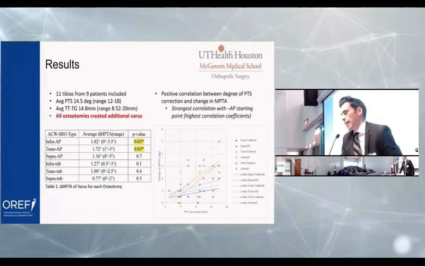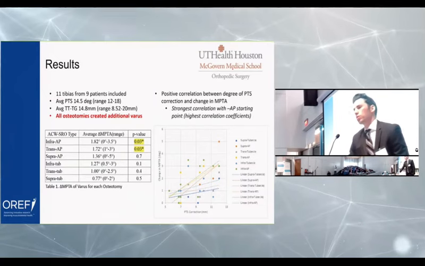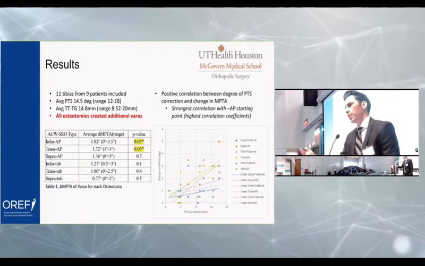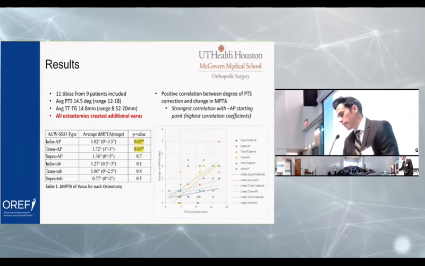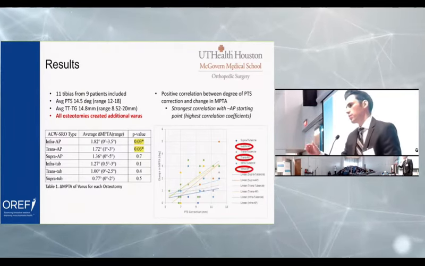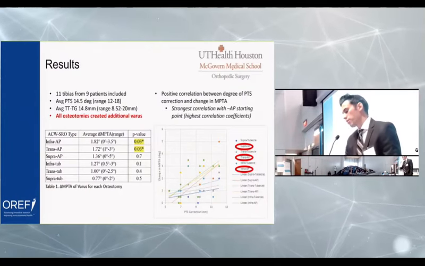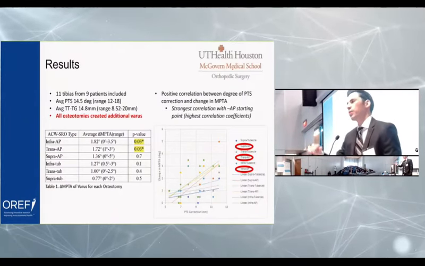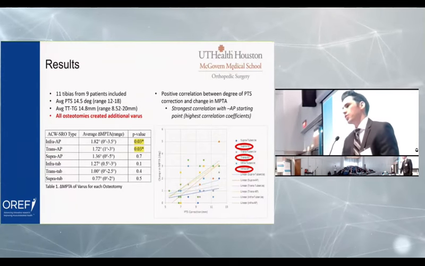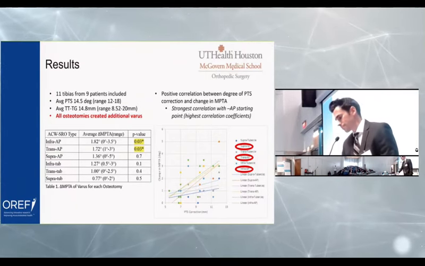Each osteotomy also had a positive correlation with degree of slope change, as well with the amount of coronal change that we saw. So you can see here on this graph, it was especially apparent in the AP, the supratubercle, infratubercle, and transtubercle, the AP start points. All of them had a significant correlation where as we're increasing the amount of slope we're correcting, it resulted in an increased change in the medial proximal tibial angle.